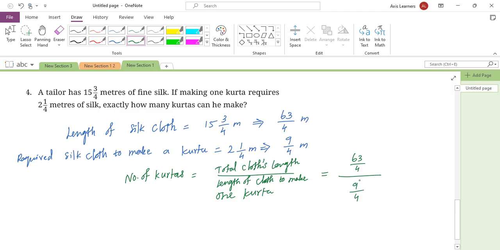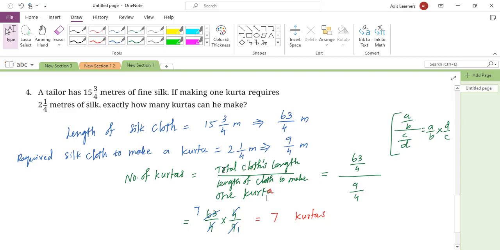Okay, already we know this rule, the division rule. A by B divided by C by D equal to A by B into D by C. Okay, so we are going to use the same rule here. What will come? 63 by 4 into 4 by 9. Look at this, we can cancel these two 4s. 1 9 is 9, 7 nines are 63. So what will be the answer? 7. So we can make 7 kurtas. Okay, completed this question also. It is very, very simple.